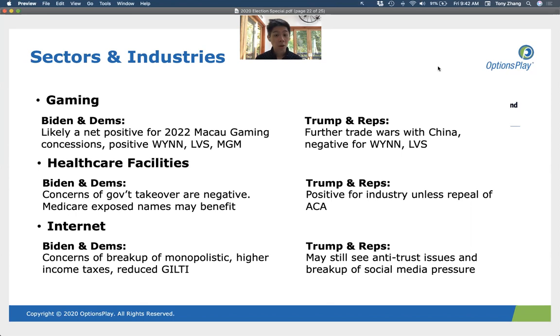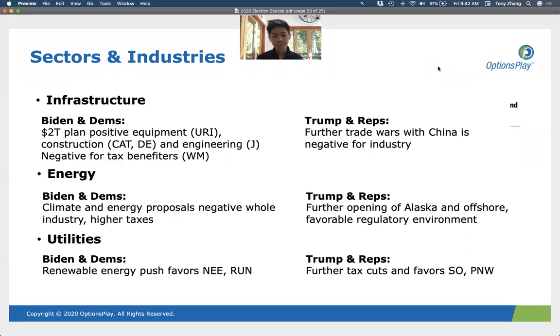So we do see a larger net negative under the Biden administration versus a Republican administration, where under Trump we still see some of the same antitrust issues. We still see the concerns of social media companies like Facebook, Twitter, Google, that are likely going to have antitrust issues being brought up by the DOJ. So we see both of these administrations having a net negative impact on the internet companies, but just more so here on the Biden side.